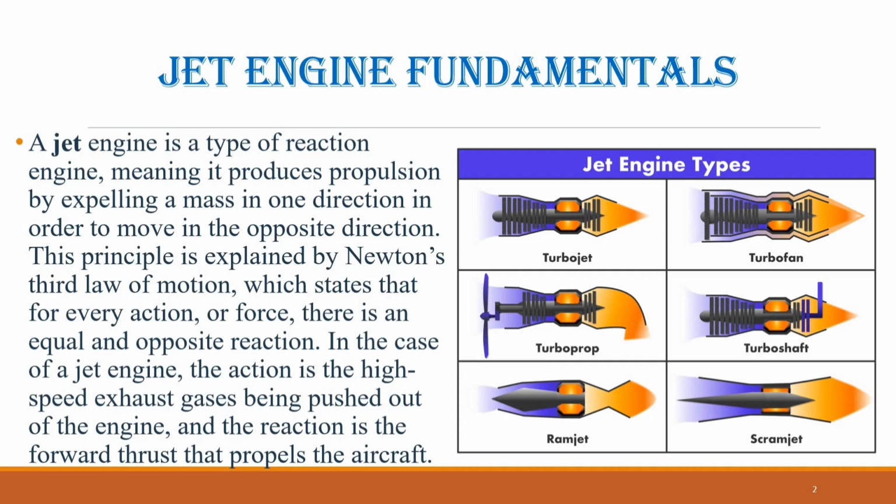After compression, the high-pressure air enters the combustion chamber. In this section of the engine, fuel is sprayed into the hot, compressed air and ignited. Once ignition occurs, the combustion process becomes self-sustaining. This is because the continuous flow of air from the compressor and fuel from the fuel system maintains a steady flame within the combustion chamber.